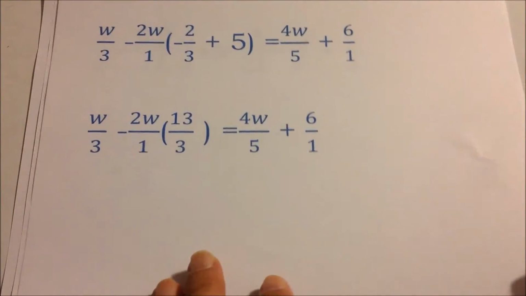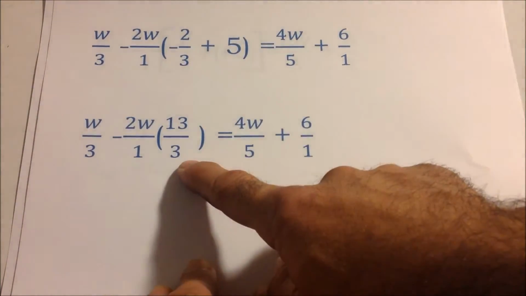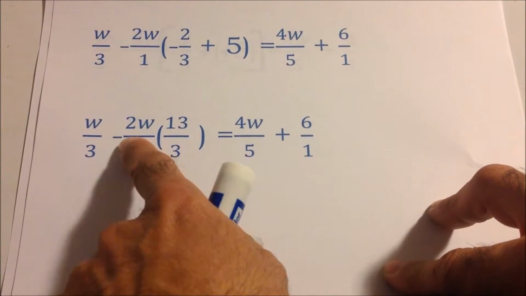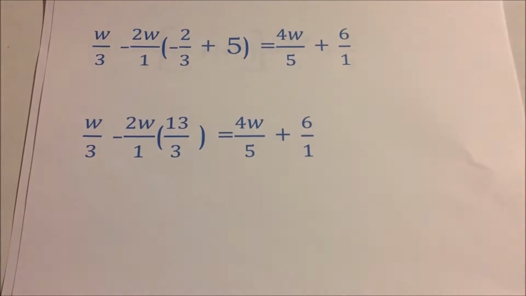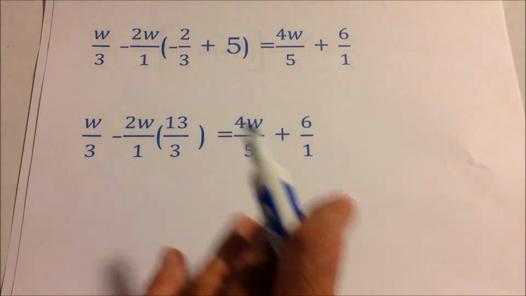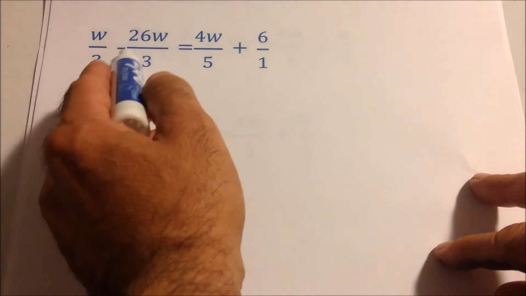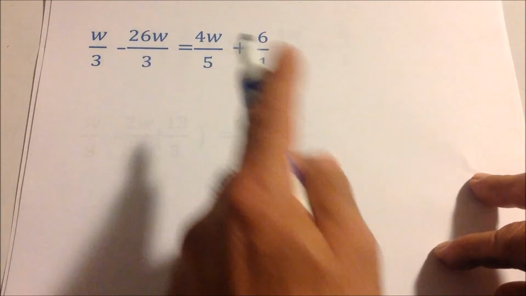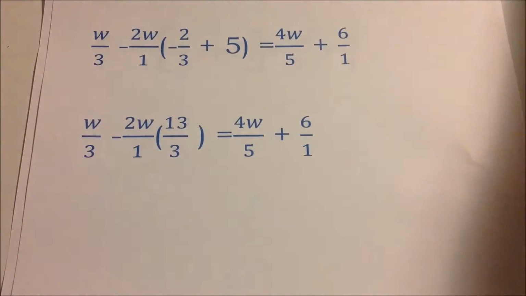Again, if you do that, you'll get the negative 2/3 plus 5. And you can add those together before we distribute. And you'll get 13 over 3. So now we can multiply negative 2w times 13 over 3. We can do that. So take your time when you're doing this. If we do that, we'll have w over 3 minus 26w over 3 equals 4w over 5 plus 6 over 1.